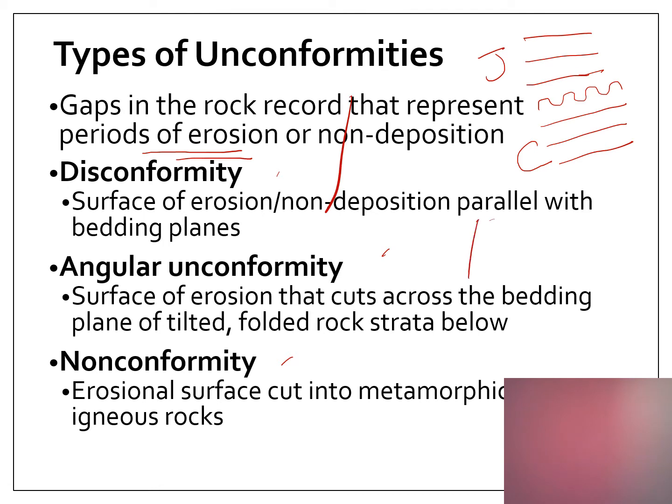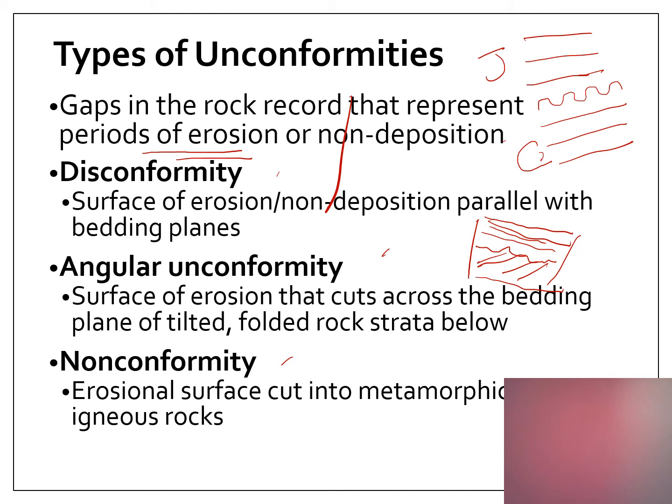Then an angular unconformity, those are the ones that are pretty easy to recognize because you have the unconformity surface, and the rocks below it are tilted or folded. And then you have the rocks above. So that's an angular unconformity. That is the type of unconformity that James Hutton saw on Siccar Point on the coast of Scotland, and he realized that the Earth is way older than 6,000 years old. Otherwise, those rocks couldn't be that way.